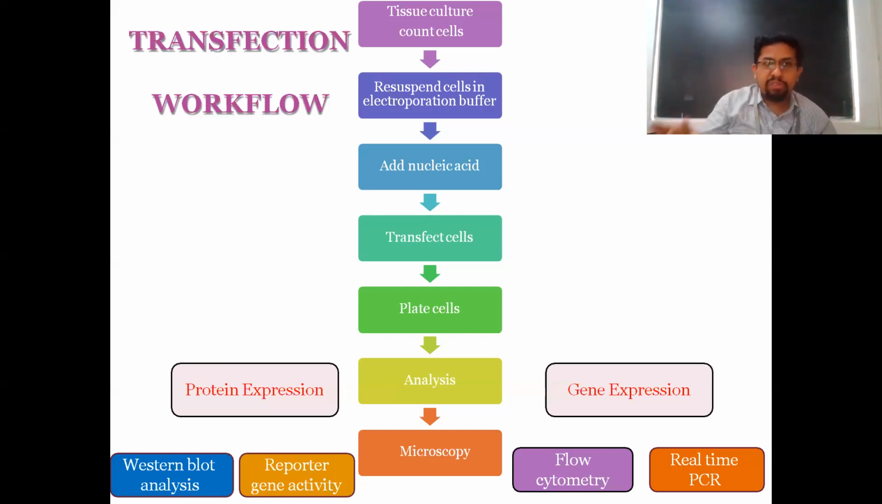Second, look for gene expression. You can do RT-PCR or real-time PCR to see whether your gene of interest has been there. You can even do flow cytometry if your gene is being expressed on the surface of the cell. Then you can use certain antibodies to bind to the surface cell receptors, the antigens, and based on the antibody, fluorescence, whatever it gives.